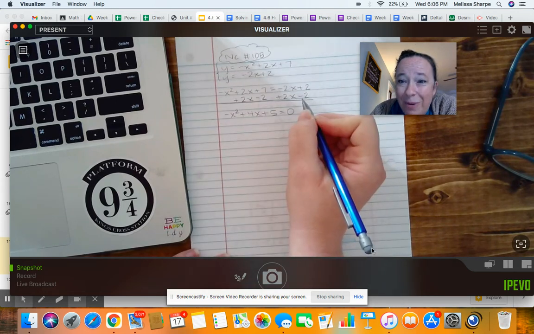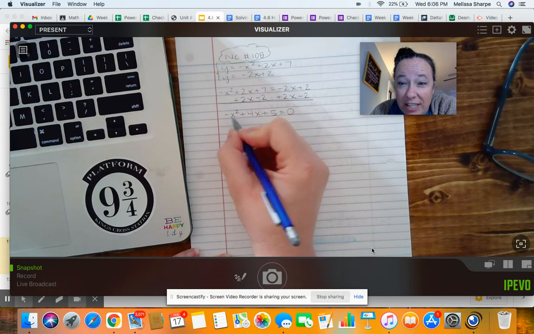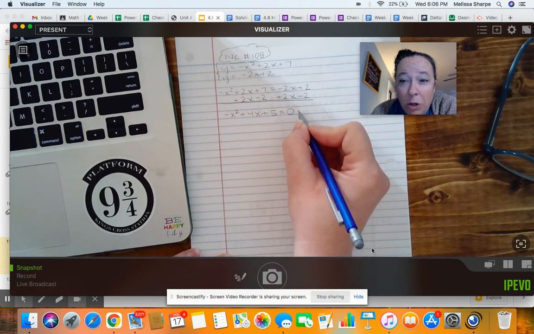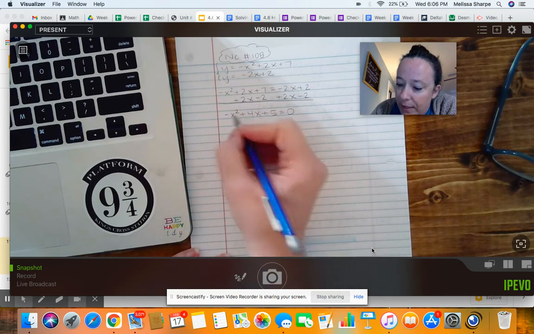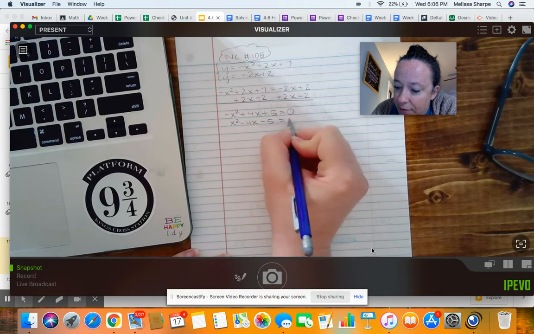So I get negative x squared plus 4x plus 5 equals 0. Now, I don't want that negative in the front when we're factoring, so let's just go and change the sign of everything. Really, algebraically, you're multiplying both sides by a negative 1. So it'd be x squared minus 4x minus 5 equals 0.